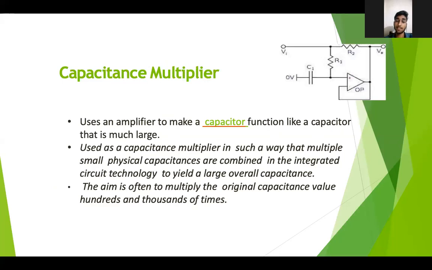And the next one is the capacitance as a multiplier. In capacitance, we can use an op-amp as a multiplier for the capacitance. In input, we can take different numbers of capacitances, and we can add these capacitance values at the output. The basic meaning of a capacitance multiplier is to increase the charge capacity at the output of the op-amp with respect to input. The aim is often to multiply the original capacitance value 100 times or 1000 times the initial input value.